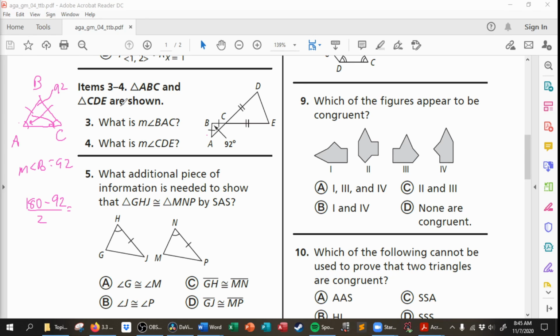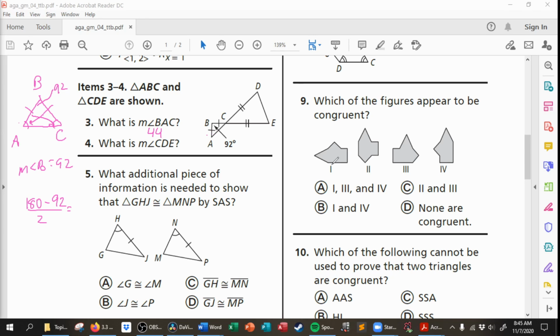And 180 minus 92 divided by 2 gives me... I put 180 minus 92, not 82, divided by 2 gives me 44. So this is 44. Ooh, I don't like that. See, now I'm doing what they did.